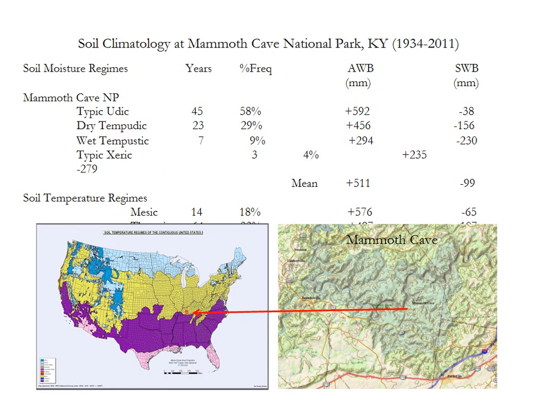We looked at the number of years and the percent frequency during this period of time that the temperature regime shifts from the hypothesized Mesic Ustic regime. The site is 58% Typic Ustic, 23% Dry Tempered Ustic, 7% Wet Tempered Ustic, and 3% Xeric. The site is also about 14% Mesic and 64% thermic for the same period. The 10 non-Ustic years were either Aridic or Xeric, and thought to be indicators of drought events.